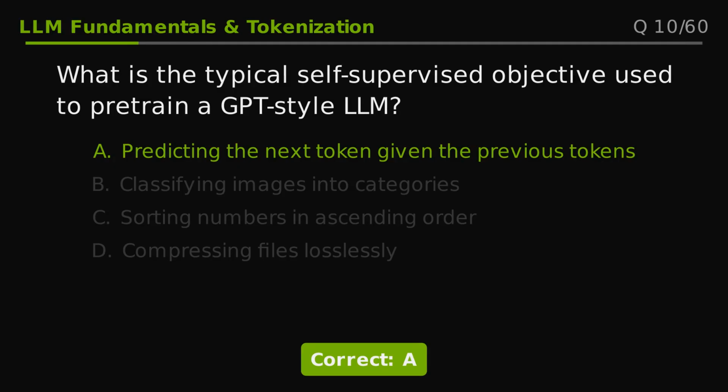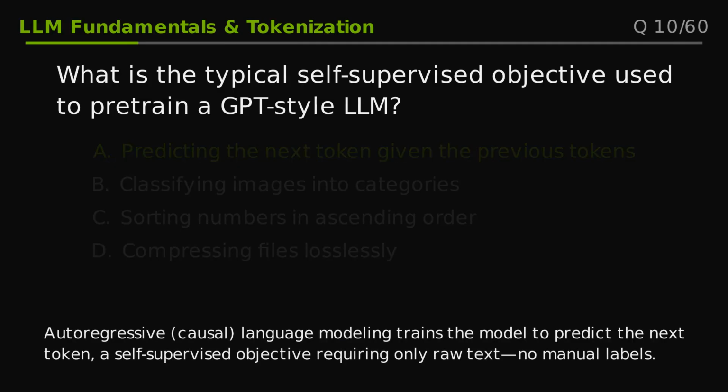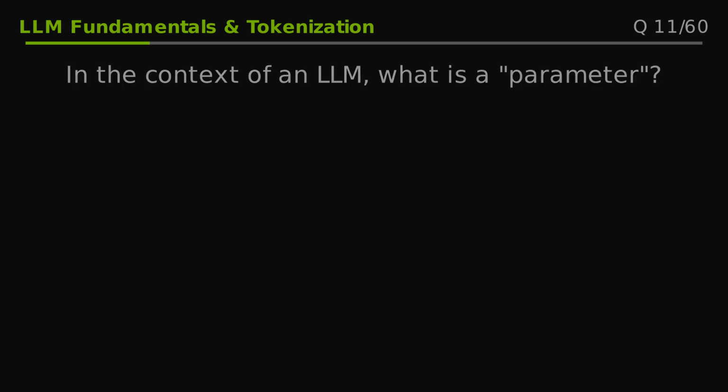The correct answer is A. Autoregressive causal language modeling trains the model to predict the next token, a self-supervised objective requiring only raw text, no manual labels. Question 11. In the context of an LLM, what is a parameter?